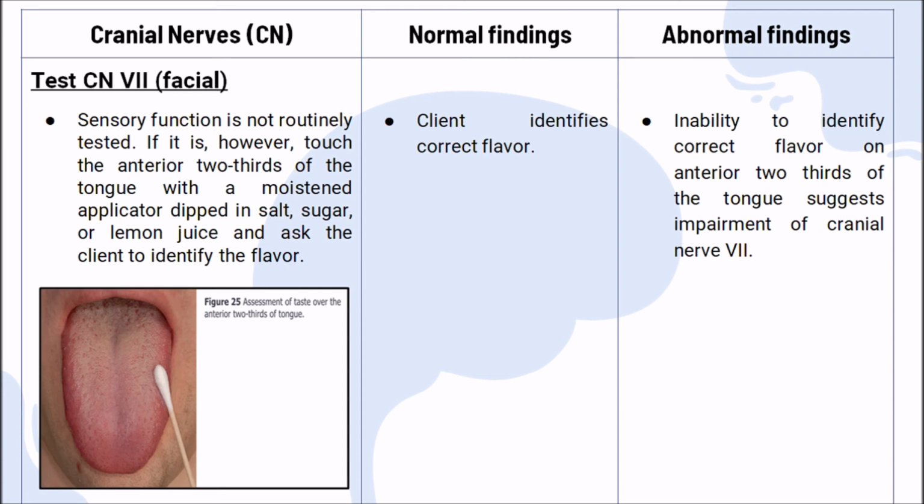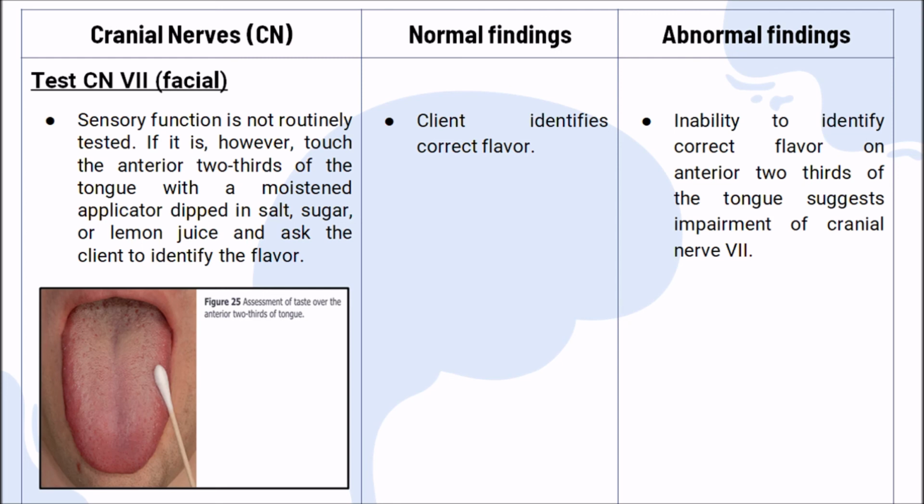The posterior portion is tested similarly to evaluate function of cranial nerves number 9 and 10. The client should rinse the mouth with water between each taste test. Normal findings: clients identify the correct flavor. For older adult client considerations, in some older adult clients, the sense of taste may be decreased.